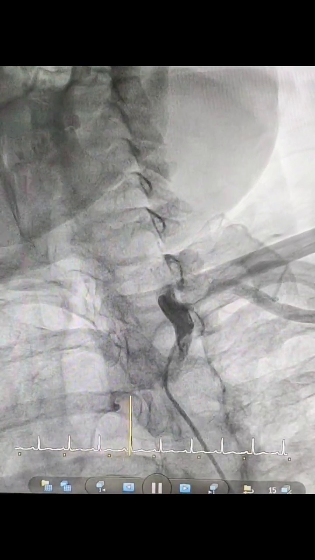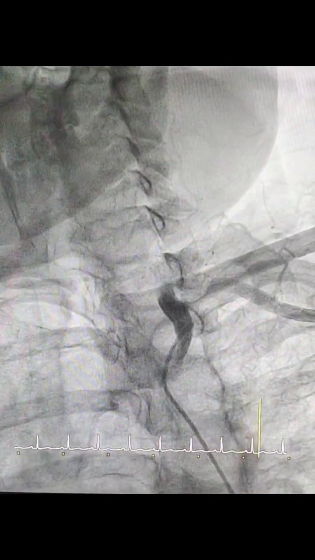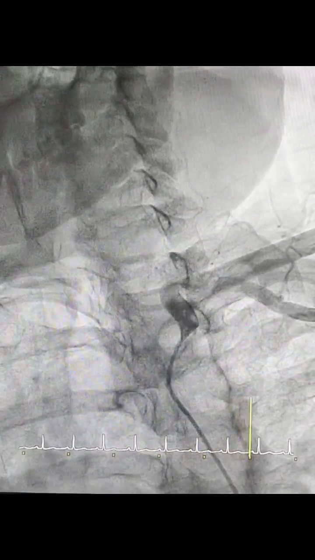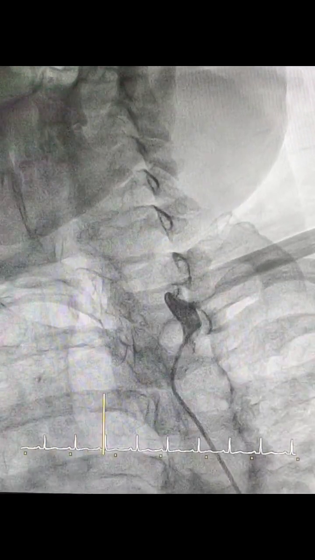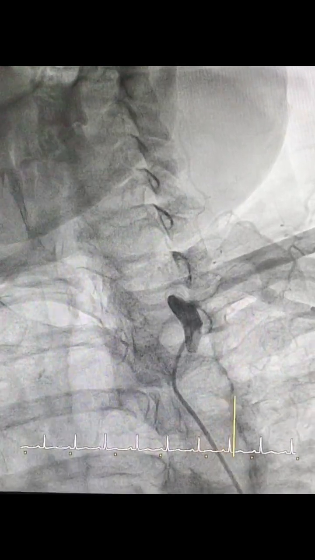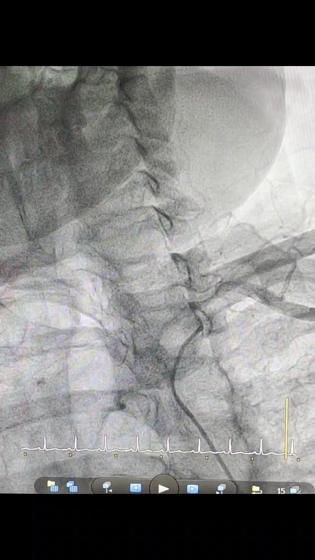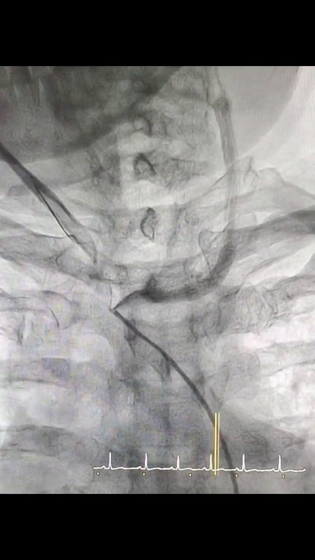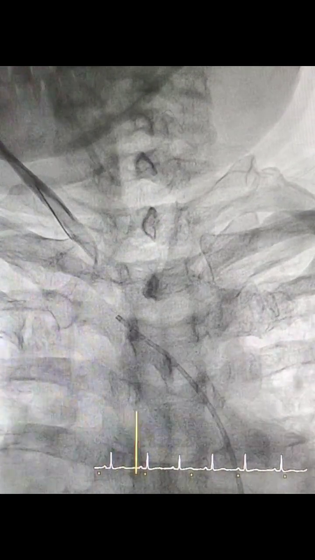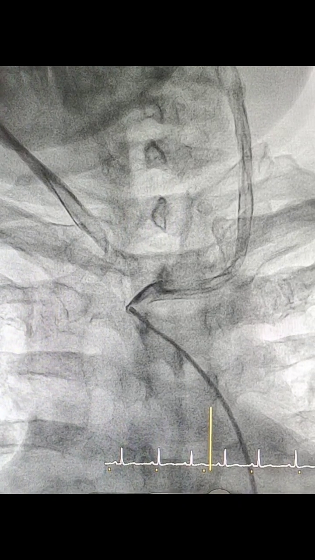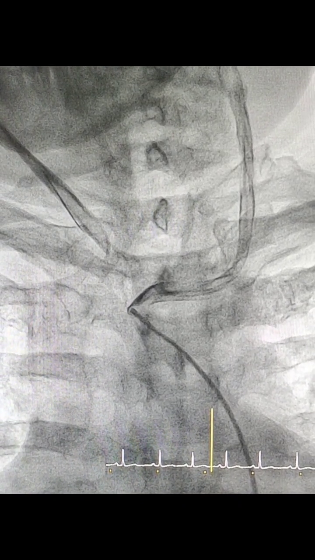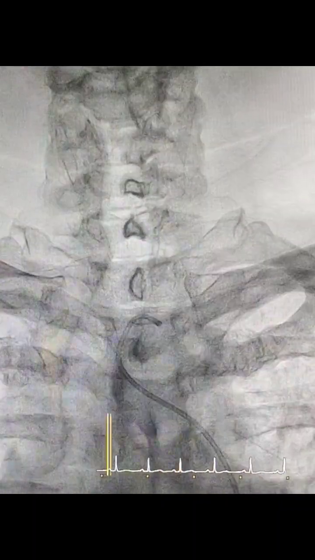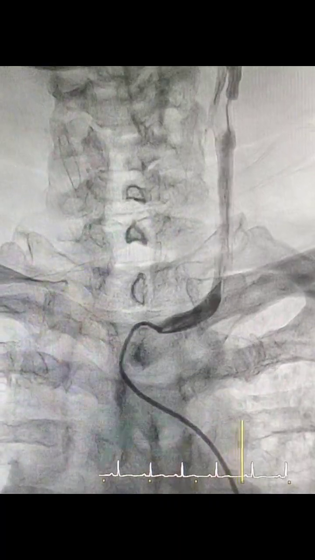So this is a lateral view, and we are trying to get the common carotid artery engagement, as the common carotid artery is the direct branch of the aorta there, on the left side. So this we got, this is the JR catheter, Judkins right catheter. So this is subclavian artery. You can see in this lateral view, we engaged the left common carotid artery. So you can see there is an acute turn.